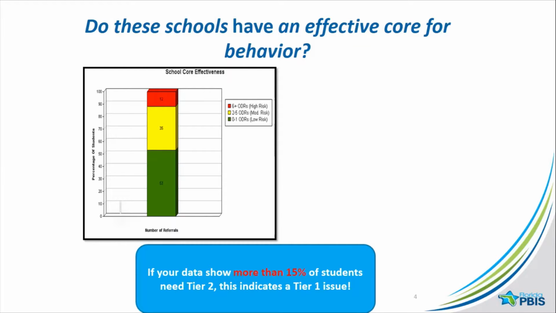In this graph, the green represents the percentage of students on this campus that have had 0 to 1 office discipline referral, meaning that's a low risk or a fairly common expected level when we're talking about the outcomes of discipline. That would mean 35% in the yellow are the percentage of students who've had 2 to 5 office discipline referrals. And then of course our red being 6 or more office discipline referrals. So the idea is looking at this data, if this were your school campus, what would your evaluation be of Tier 1 health looking at the outcome of discipline?